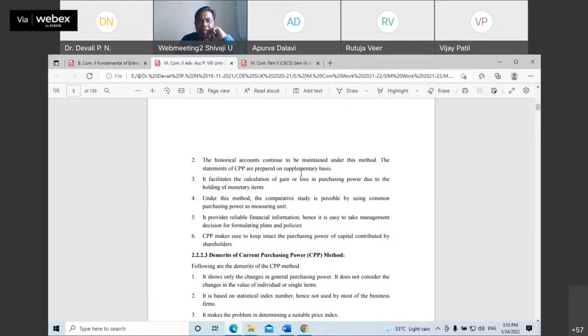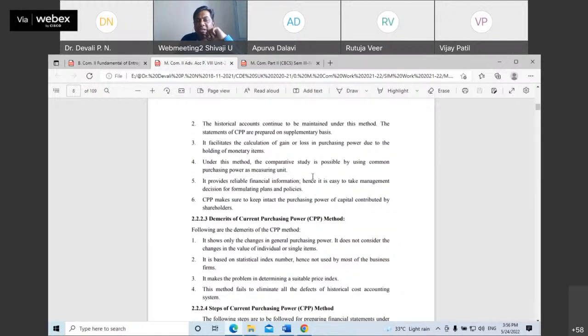Secondly, there are historical accounts. Historical accounts continue to be maintained under this method. The statement prepared under the CPP is on a supplementary basis. It means historical accounts are considered as well, and all the figures are maintained, but on a supplementary basis. Again, it facilitates the calculation of gain or loss in purchasing power, so we can see what change our purchasing power faces.